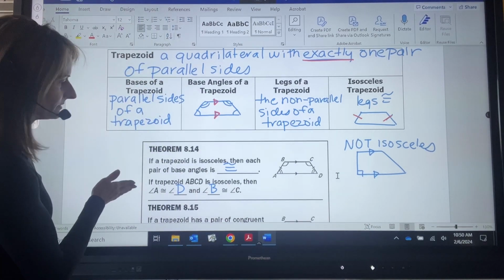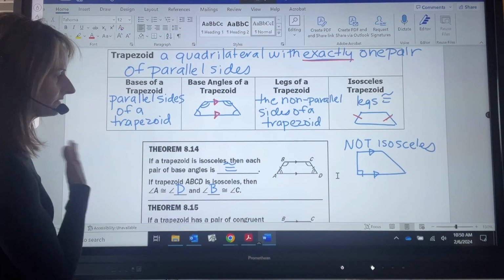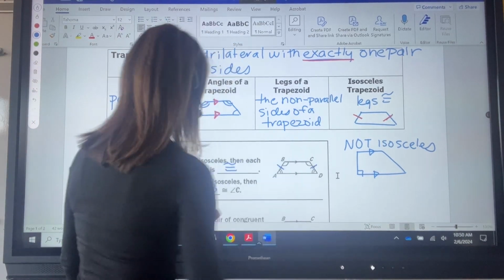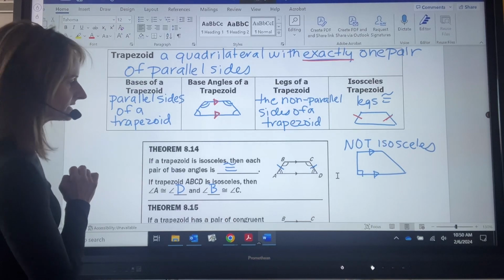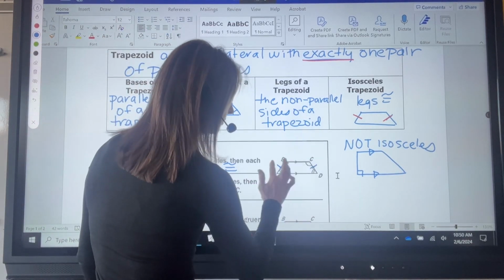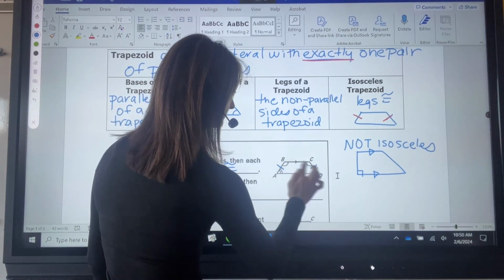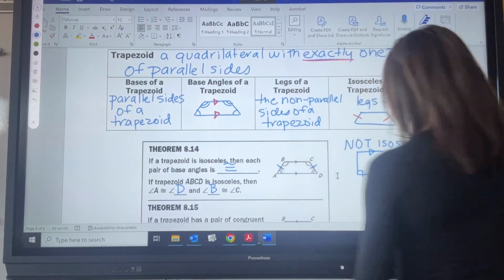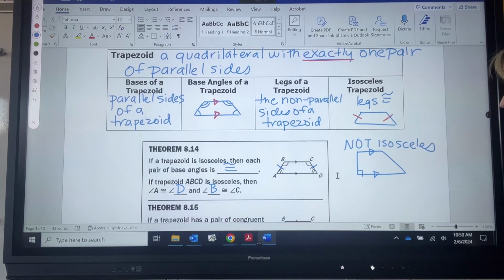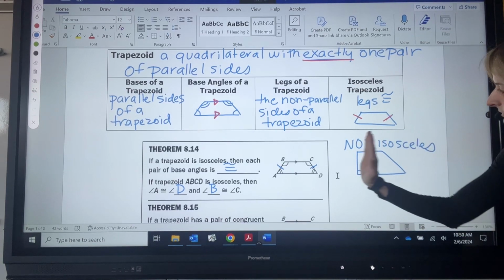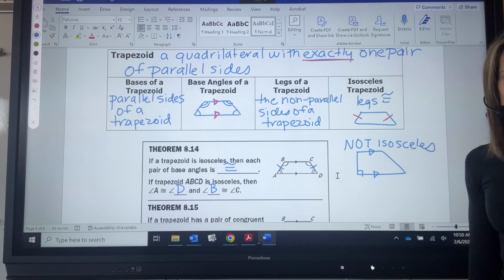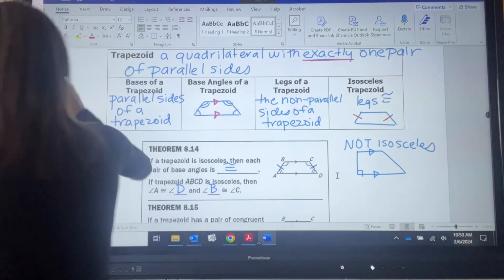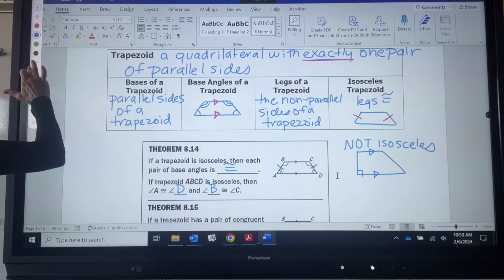So if we're told a trapezoid is isosceles, so right here, legs, same length, then each of the base angles is congruent. So you know, if it's isosceles, you know these base angles are going to be congruent, those base angles are going to be congruent. This is an example of a trapezoid where we've got one set of parallel sides where the legs are not congruent and the base angles are not congruent. So we're gonna move on.